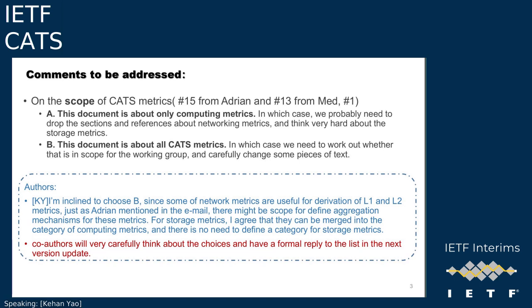As I copied the comment from Adrian, here are 2 basic choices for us to focus on. Choice A is that the document is about only computing metrics, in which case we probably need to drop the sections and references about networking metrics and think very hard about storage metrics. And the second one is about all CAS metrics, which I mean all the metrics at the compute side, as the discussion mentioned, like compute, networking, and also energy may be interested. These are all the metrics that we can cover. So personally, as marked in blue, from my personal opinion, I'm inclined to choose B.